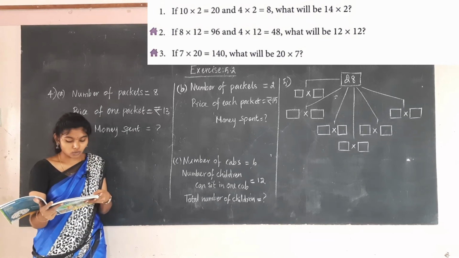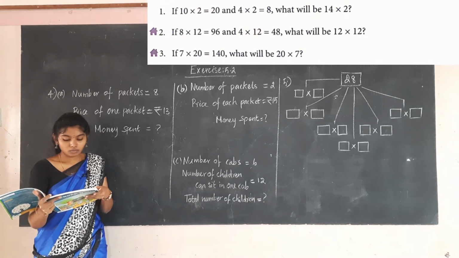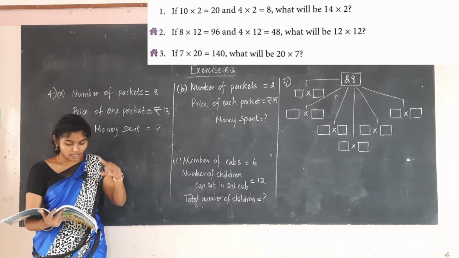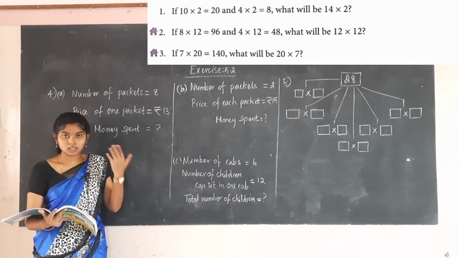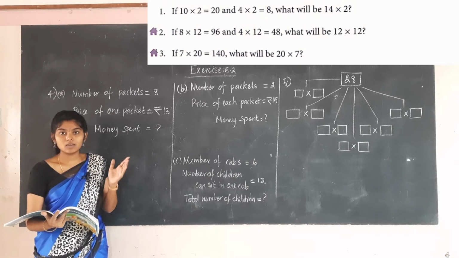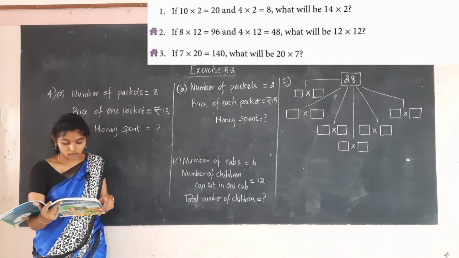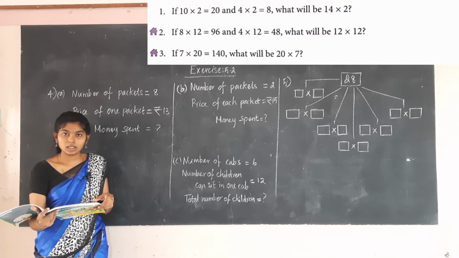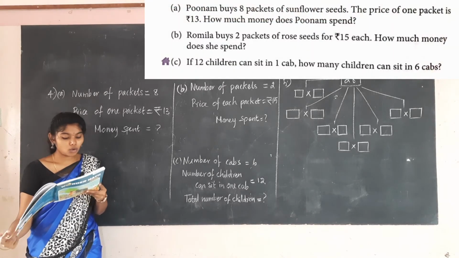The next one is also homework for you. If 7 into 20 is 140, what will be 20 into 7? See here, 7 into 20 and 20 into 7 are the same. Only the order is changed, but the answer will remain the same. In the previous class we learned that. So 7 into 20 is 140, and 20 into 7 is, you are going to find that answer. I said that the answer will be the same.